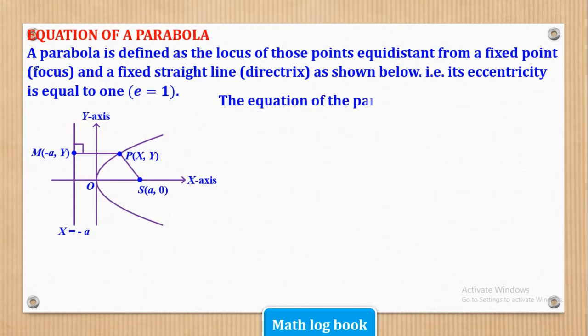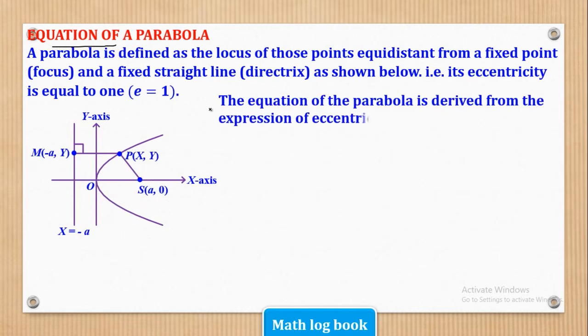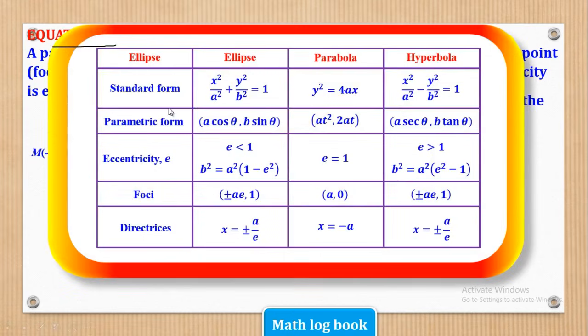But we need to get the equation of a parabola. Now, in other words, we want to derive a certain formula. If you look at this, the good thing, the formula is available in your mathematical logbook. So if you look at your mathematical logbook, under the section of conics, there is this part of parabola and standard form, this. So this is what we want to derive.